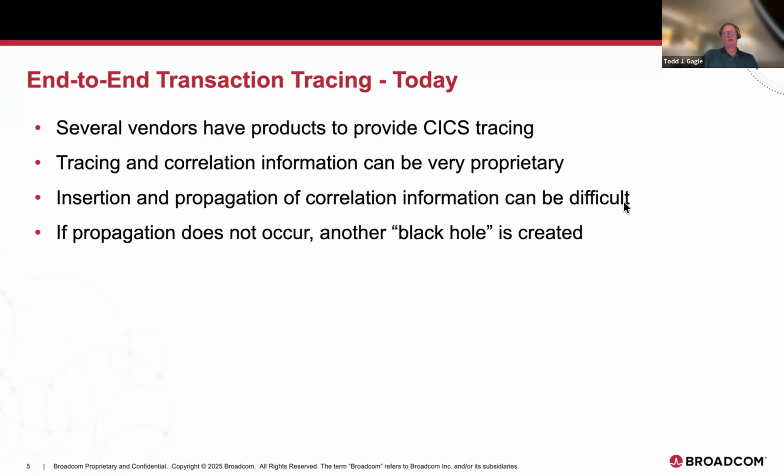So a little bit more. Several vendors have products today that can provide CICS tracing. The one problem, and Mark touched on this as well, is that tracing and correlation information and data that's being used today is extremely proprietary. So it doesn't work across vendors very well, and it doesn't work across products very well. And the real problem with it, honestly, is the insertion of data and the propagation of that correlation data can be extremely difficult.